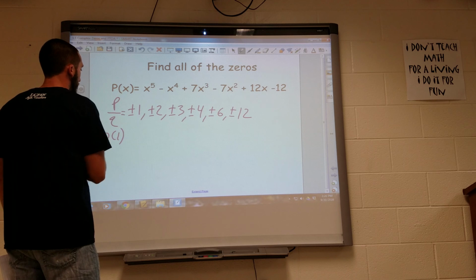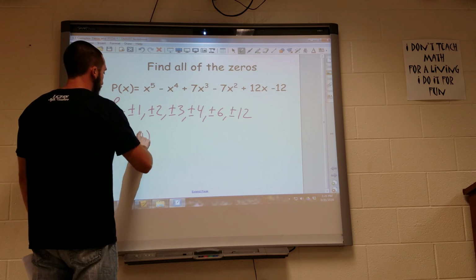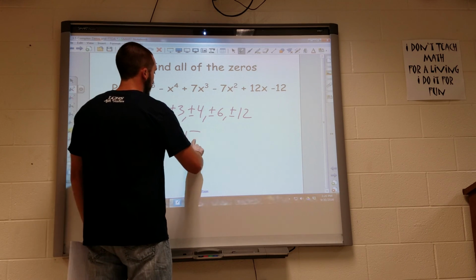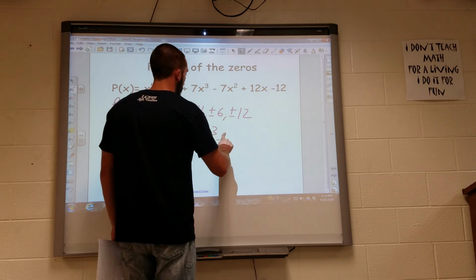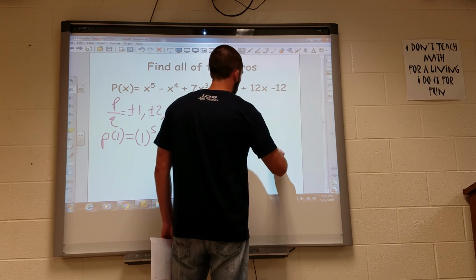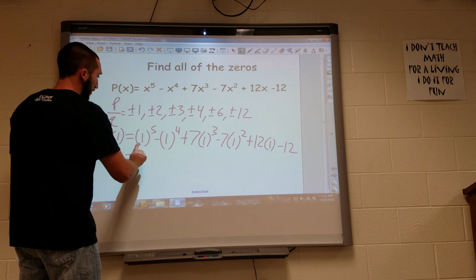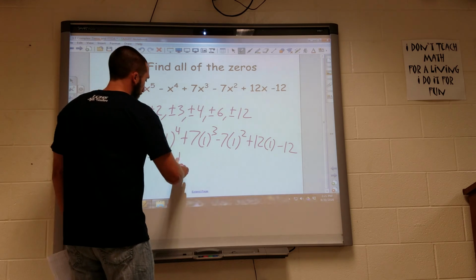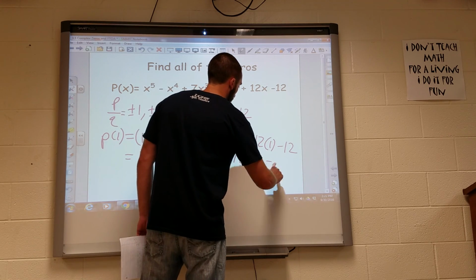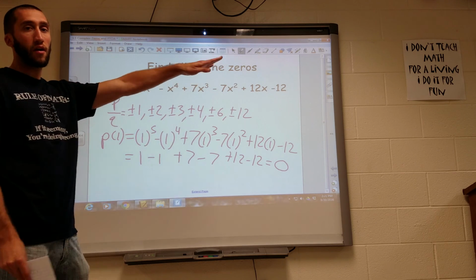So P of 1. P of 1 gives me 1 to the 5th minus 1 to the 4th plus 7 times 1 cubed minus 7 times 1 squared plus 12 times 1 minus 12. So let's see what this gives us. This gives us 1 minus 1 plus 7 minus 7 plus 12 minus 12. They all cancel. We get a 0. So cool, 1 is a zero of this polynomial.